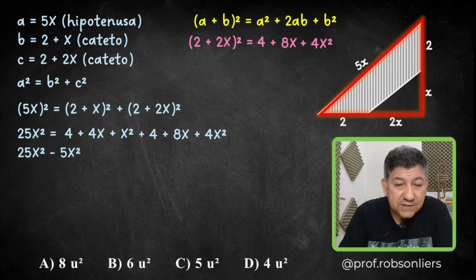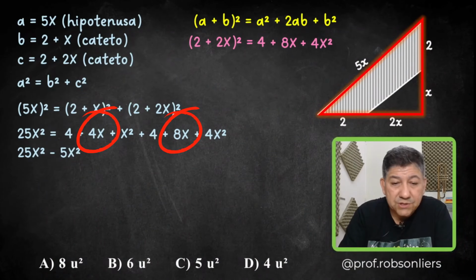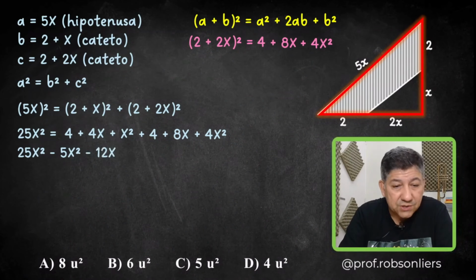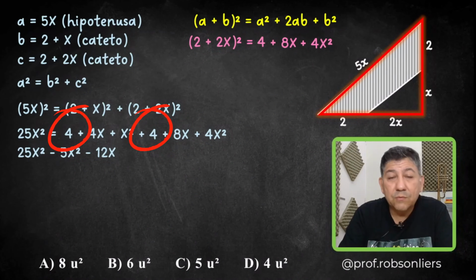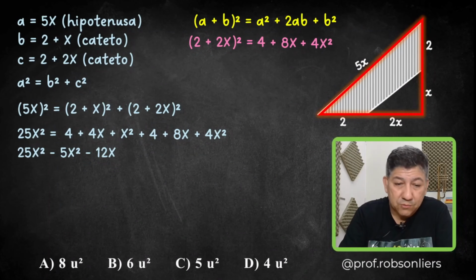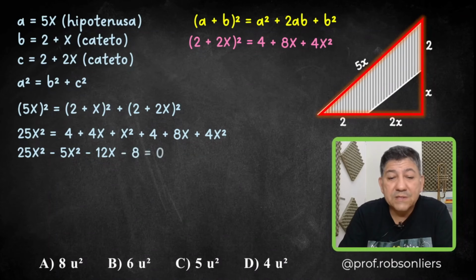Now everything that has x, look, plus 4x with plus 8x gives plus 12x. I move it to the other side, minus 12x. Now the numbers, look, 4 plus 4 plus 8. I move it to the other side, minus 8, all of this equals 0.